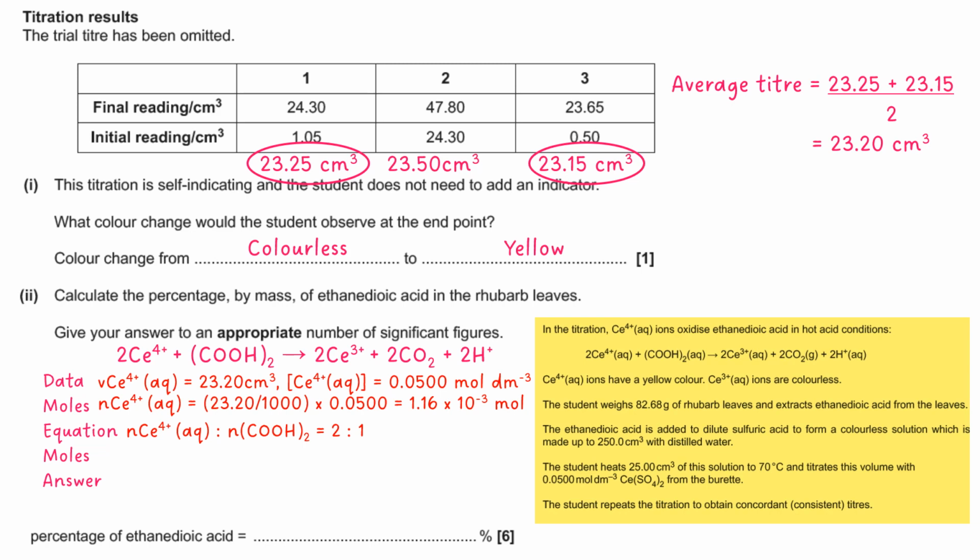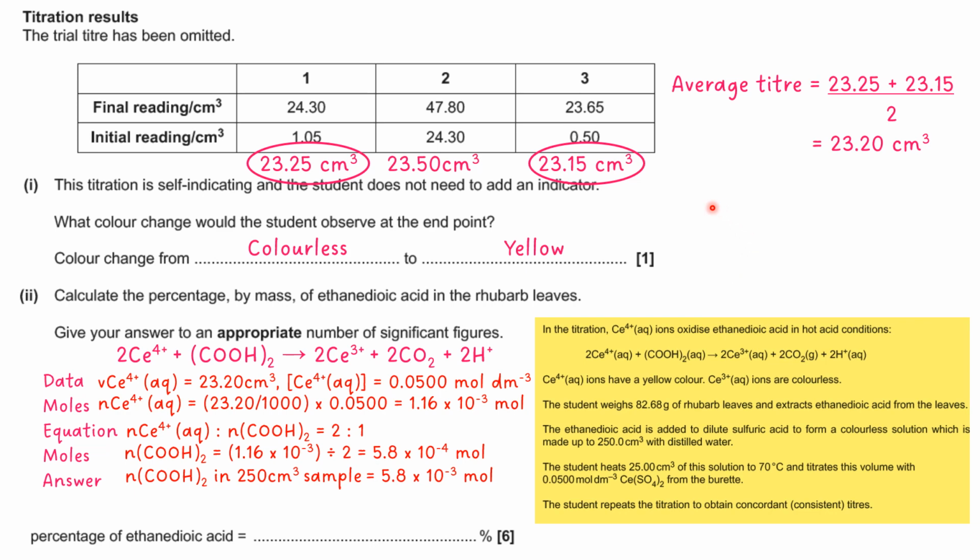In the equation there's a 2-to-1 mole ratio, so having the moles of Ce4+, I beg your pardon, gives us the moles of ethanedioic acid, which is 5.8 times 10 to the minus 4. So in a 250 centimetre cubed sample, that would have been 5.8 times 10 to the minus 3. That was the scaling factor we were talking about.